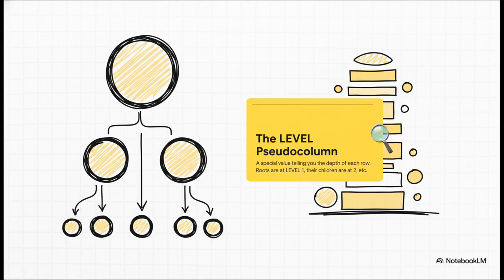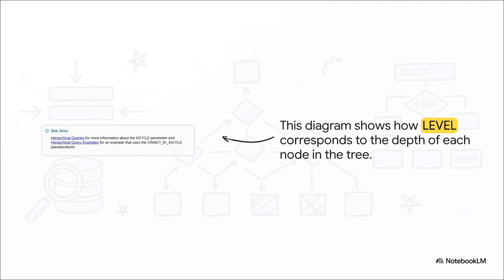The root you start with is always at level 1. Its direct children are at level 2. Their children are at level 3, and you get the idea. And this diagram just makes it crystal clear. You see the root node at the top? That's level 1. The nodes right below it, level 2. Go down one more, and you're at level 3. It's a super simple but incredibly powerful way to visualize the structure of your results.